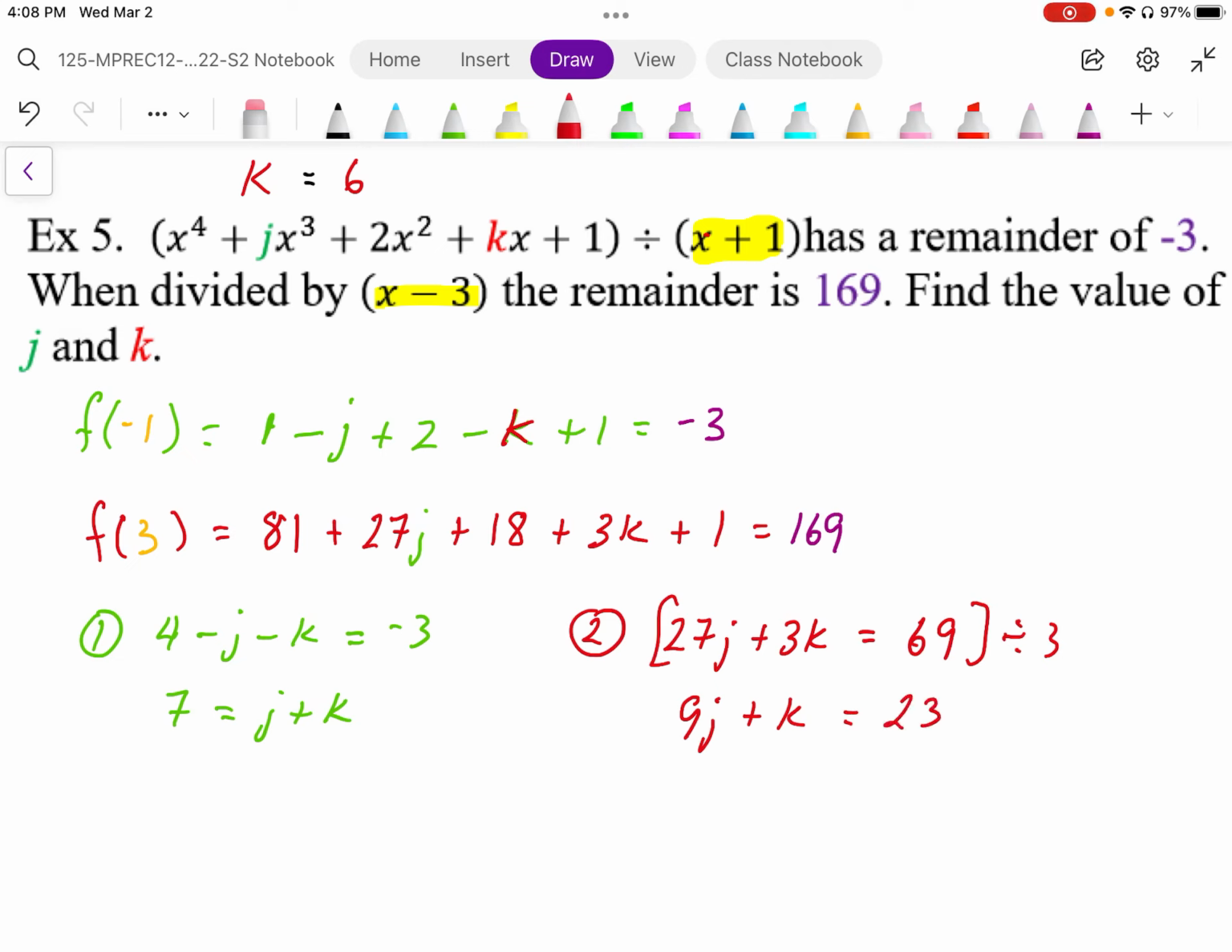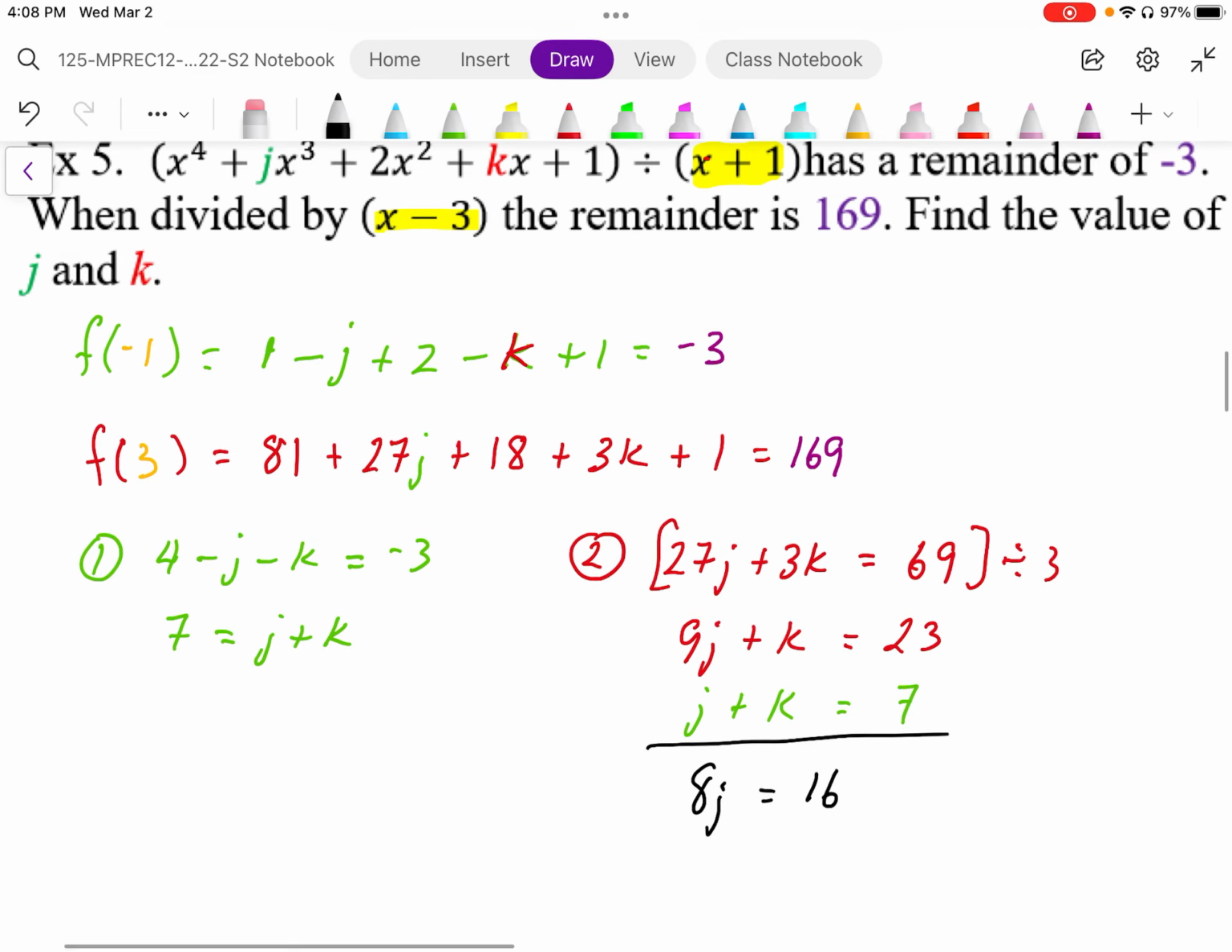So now I have a system of equations. This is going to be easy to solve for because the k's already match up. So I have j plus k equals 7. I'm going to subtract those two equations. I end up with 8j is equal to 23 minus 7, which is 16. That gives me the j value of 2. So I've solved for j.